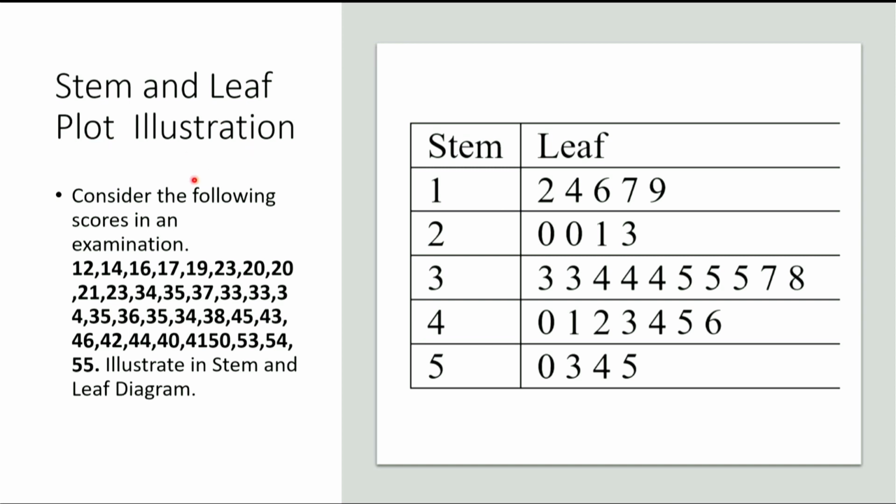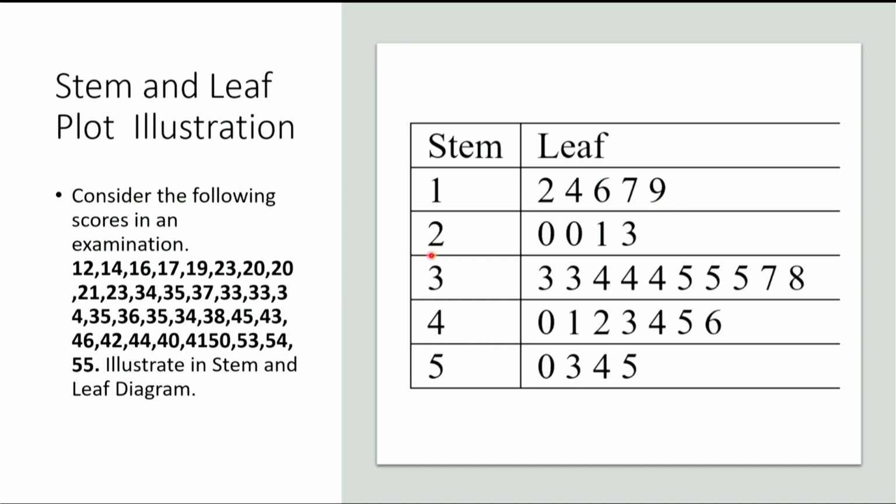Consider the following scores in an examination. You have to illustrate this in stem and leaf. Those people that scored between 10 and 19, these are their scores. This person scored 12, this person scored 14, this person scored 16, while this person scored 17, and this person scored 19.